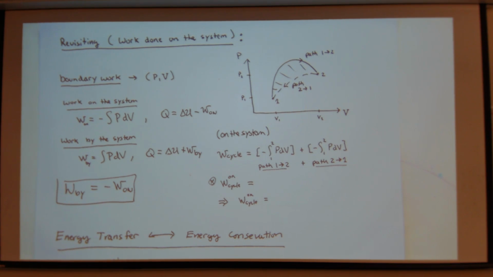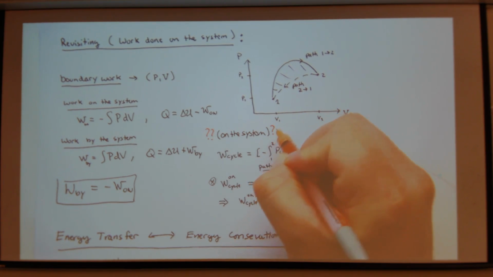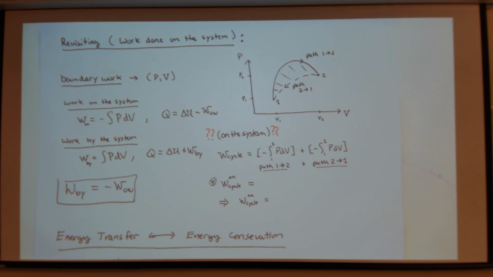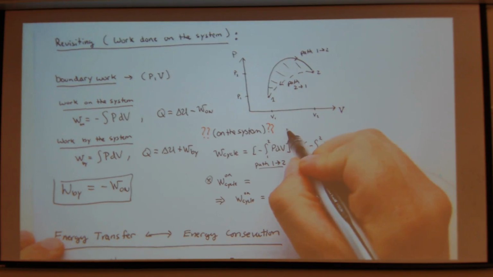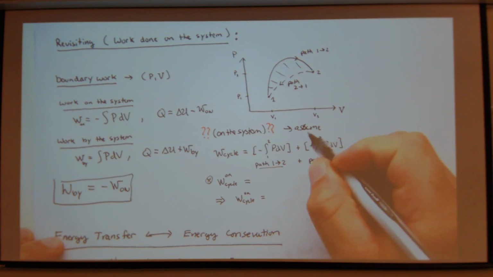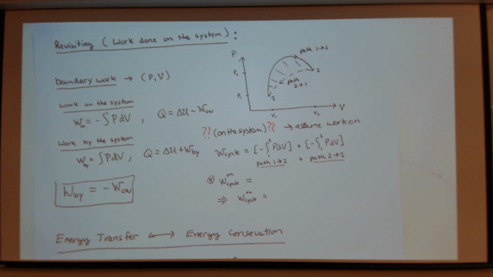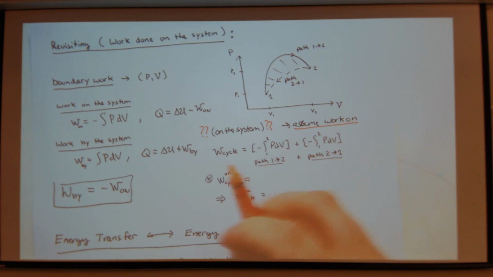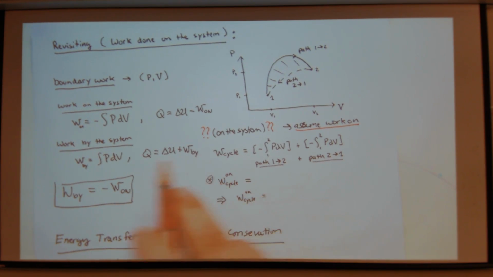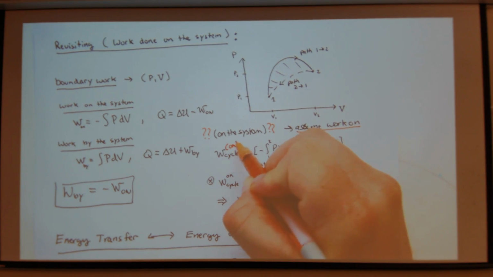We don't really know whether it's work on the system or work by the system, so the best thing to do is just assume one of them, say work on. So assume work on. Then we take the work of the cycle and use this negative format for the integral.